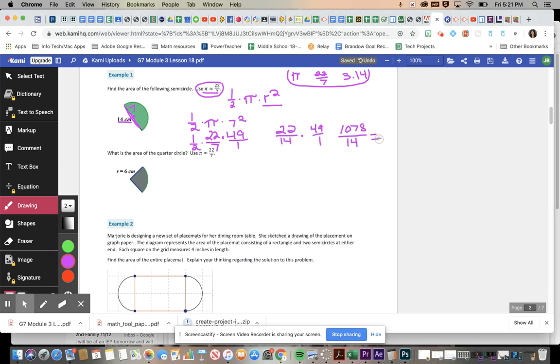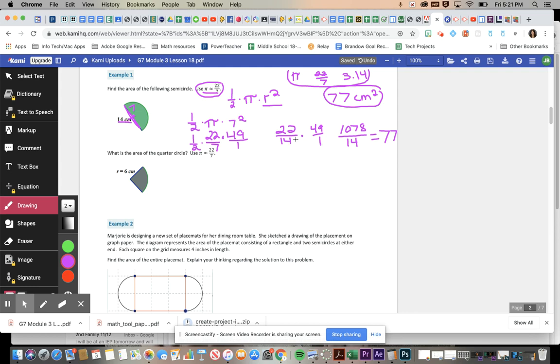So 77, oops, let me write it up here so I have more space. 77 centimeters squared is the area of that semicircle, the half circle. And I could times this number by 2 if I wanted to get the area of the full circle if we added another half to that.